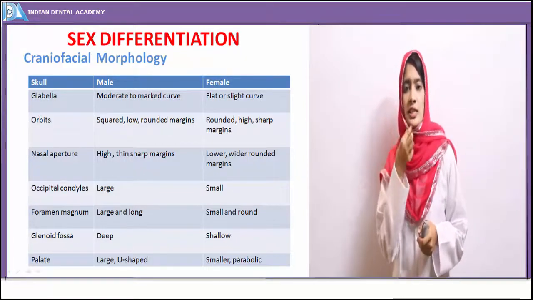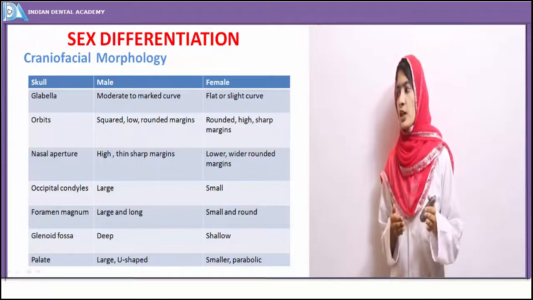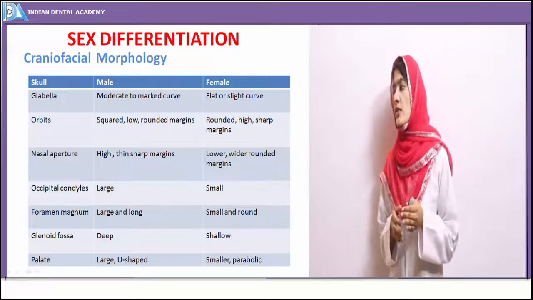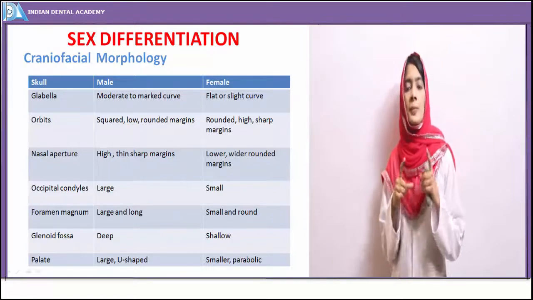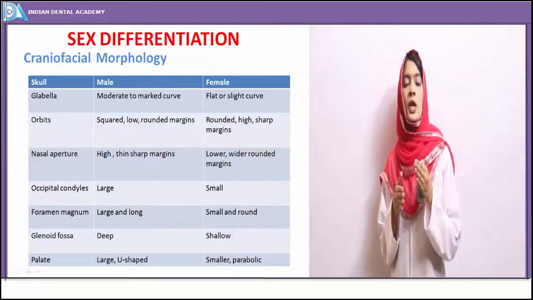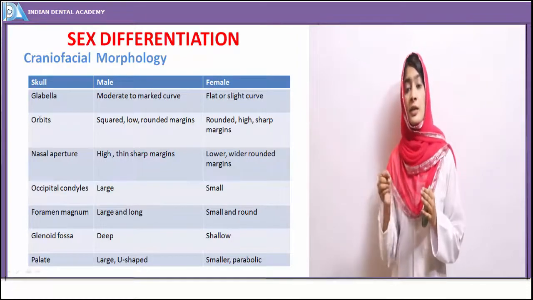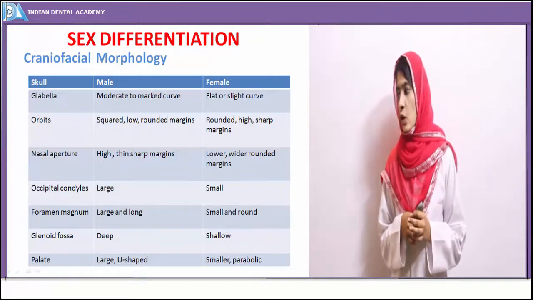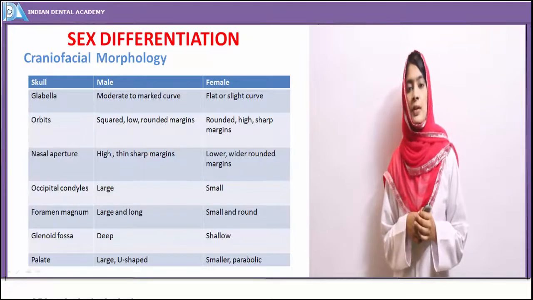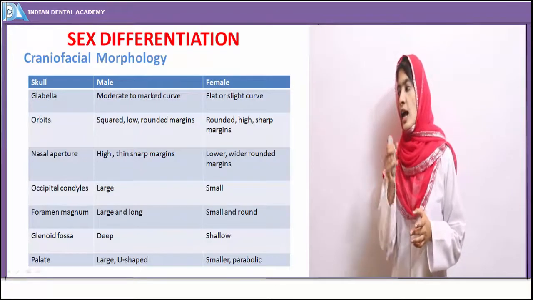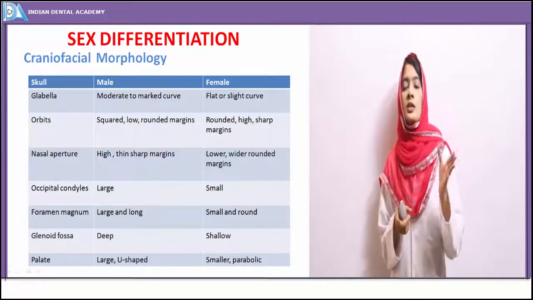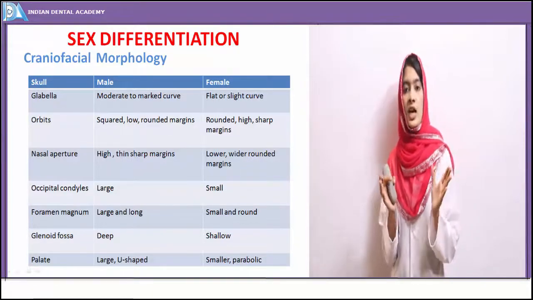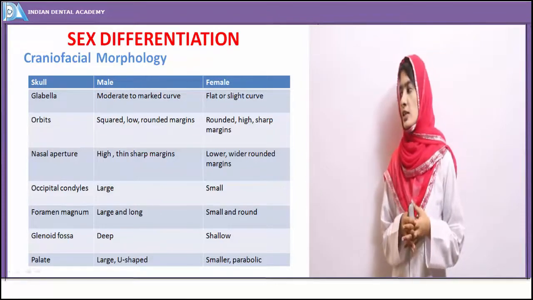And when you see the nasal aperture in case of males, they may show presence of high and sharp, very thin margins. Whereas in case of females, the nasal apertures may be at a lower level, and they'll be a little bit rounder with smaller margins. And when we see the occipital condyles, they may be larger in males and smaller in females. And the foramen magnum, or the place where all the structures pass through, will be a little bit wider and larger in case of males and smaller and round in case of females.